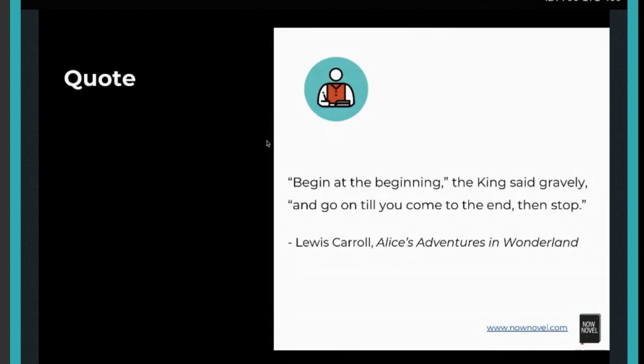There's a certain expectation that readers have for story structure. So it really is worth knowing how stories are structured.